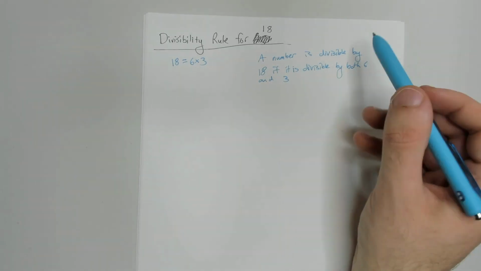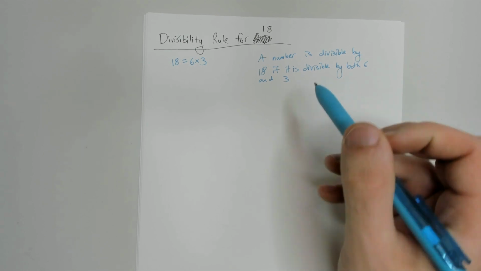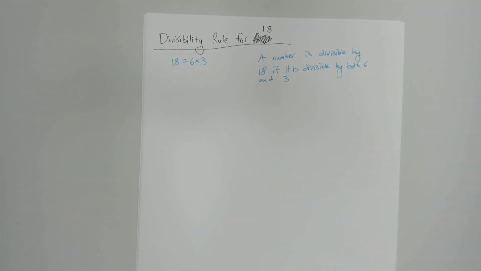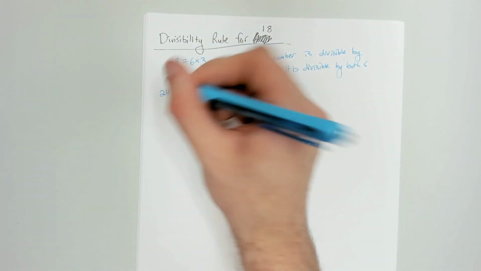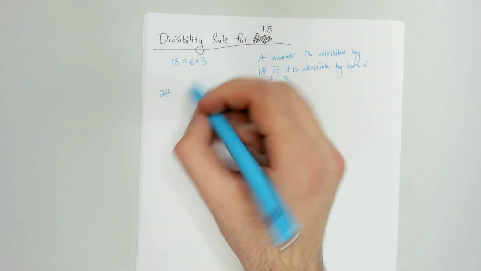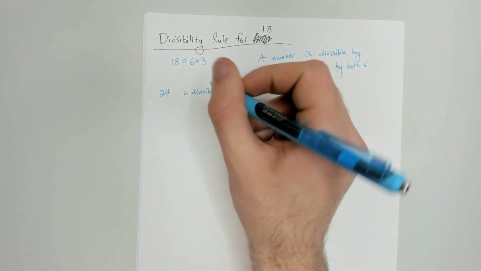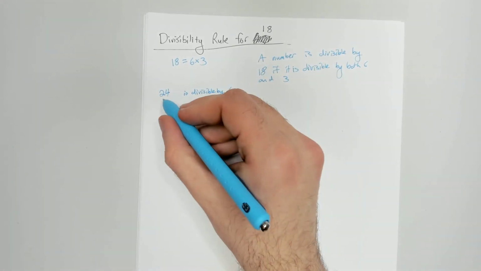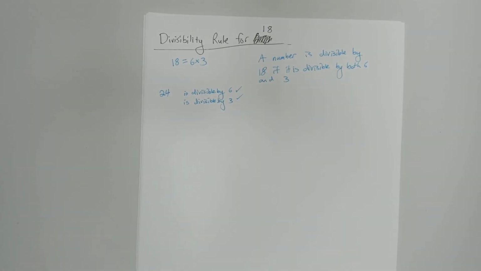And we have a way to determine if a number is divisible by 6 and by 3, right? We've learned both of those. So we should just be able to tell if a number is divisible by 18. So let's do an example. Let's take the number 24. Well, 24 is divisible by 6, right? 6 times 4 is 24, so 24 is divisible by 6. But 24 is also divisible by 3, right? Since 3 times 8 is 24. So both of these are covered, which means our number should be divisible by 18.